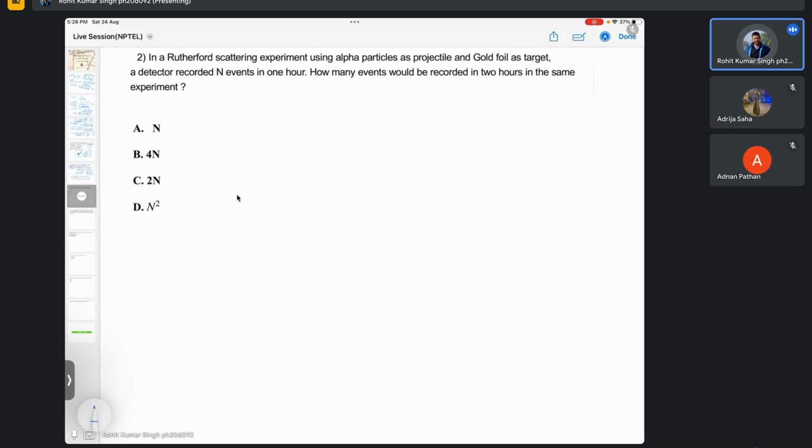So this is a problem on Rutherford scattering. These are very simple problems, I'll go quickly through them. In a Rutherford scattering experiment using alpha particles as projectile and gold foil as a target, a detector recorded n number of events in 1 hour. Now how many events would be recorded in 2 hours in the same experiment? So anyone, any guesses?